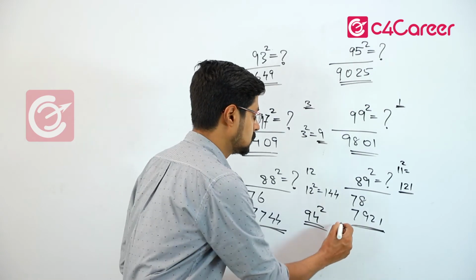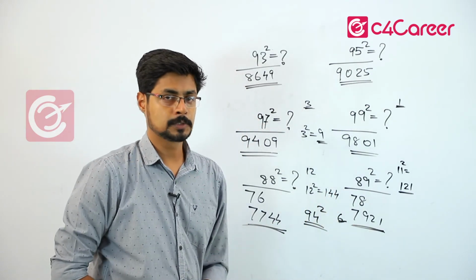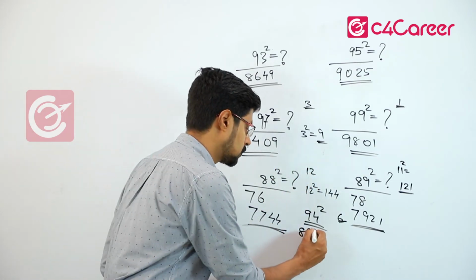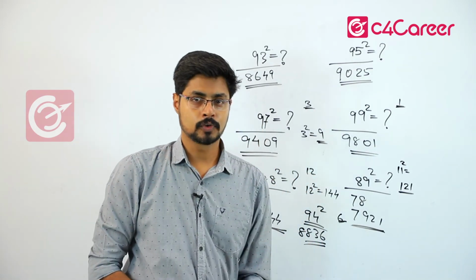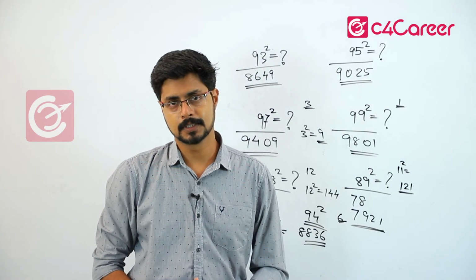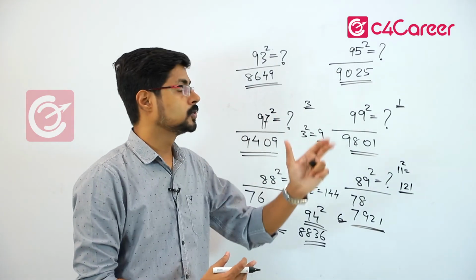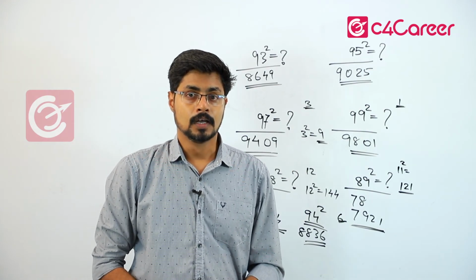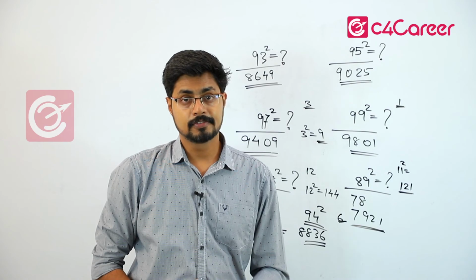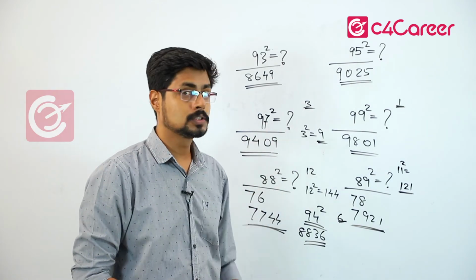So the difference is 6. First part was going to be 94 minus 6, 88. Second part was 36. So if you got this correctly, then you are already doing it very well. All you need is to practice this method and you will be able to do all squares in this range. In the next part, we will look at some more numbers which is less than 75. So I hope you understood the concept very well.